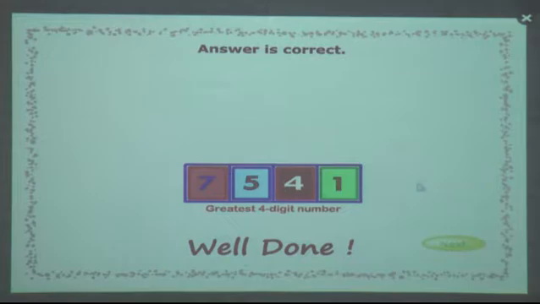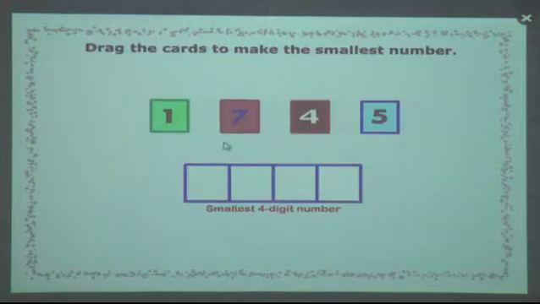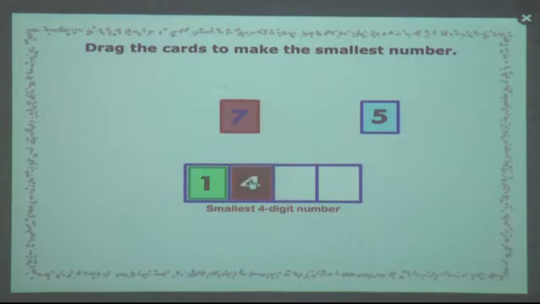Now, by using the same digits, again we have to form the smallest 4-digit number. For the smallest 4-digit number, what will you do? You have to take the smallest digit first. Which one is the smallest among these 4 digits? Yes, 1 is the smallest. So, we will take 1 first. Now 3 numbers are remaining. In these 3 numbers, which one is the smallest? Yes, 4 is the smallest. So, after 1, 4 will come.